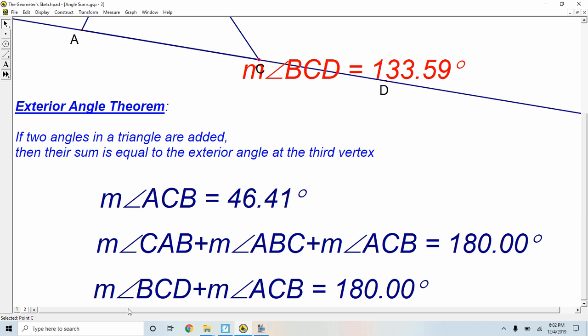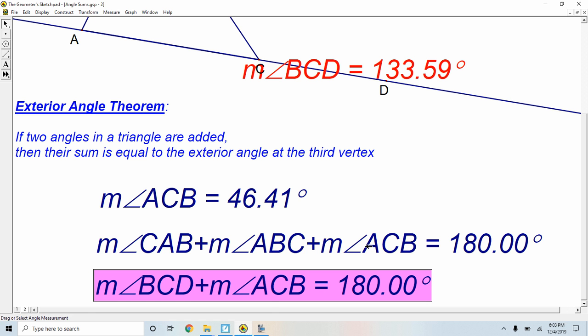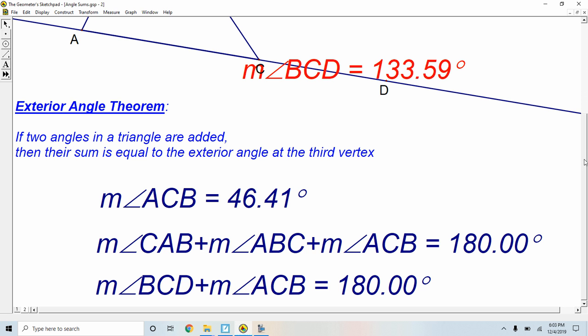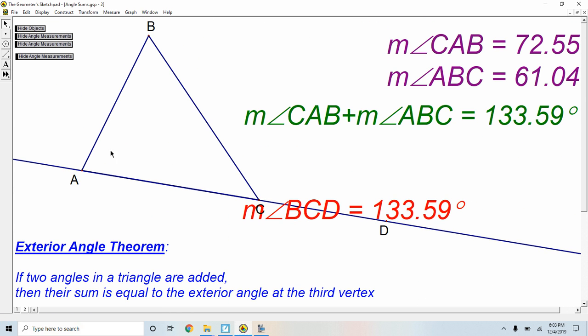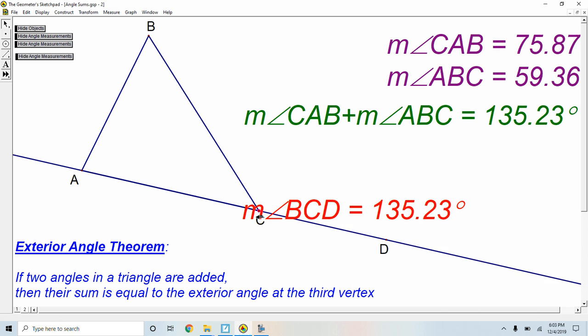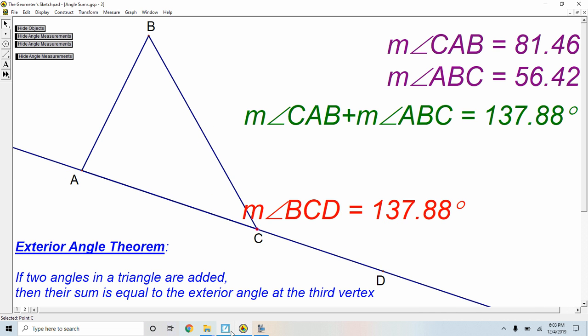So by using some substitution, if I know that these 3 add to 180 and these 2 add to 180, I can cut out the middleman, this measure of angle ACB in both, and say that these 2 are equal to that one. So that was a longer way of saying what I set up here. Add these 2 together, it should be the same as that exterior angle. So let's look at that in practice.